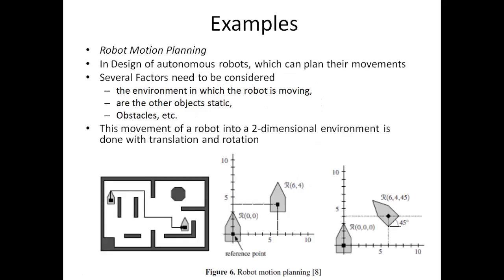The next example is that it is used in the robot motion planning of autonomous robots. As you can see in the figure, the robot position is represented in a 2D plane in terms of its x and y coordinate, and then we also have an angle by which the robot is turning. So again, this robot motion planning is modeled as a computational geometry problem.